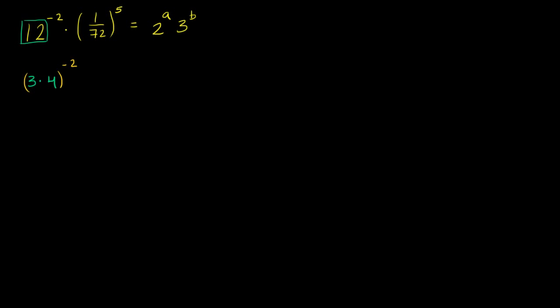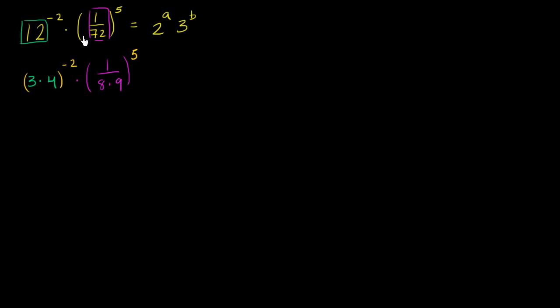And then 1 over 72 could be rewritten as, so this is going to be times 1 over 8 times 9. 72 is 8 times 9. 8 is a power of 2. 9 is a power of 3. And of course, we're going to raise that to the 5th power. And that's going to be equal to 2 to the a times 3 to the b.